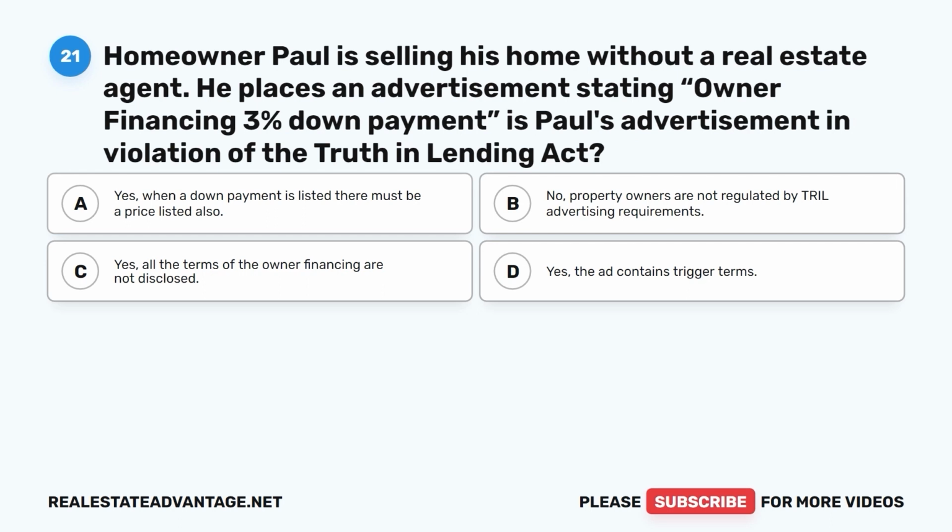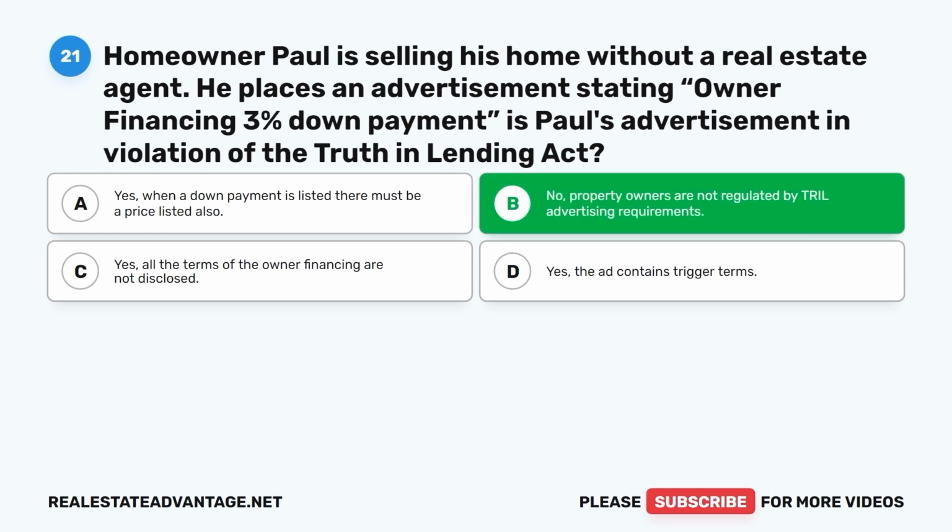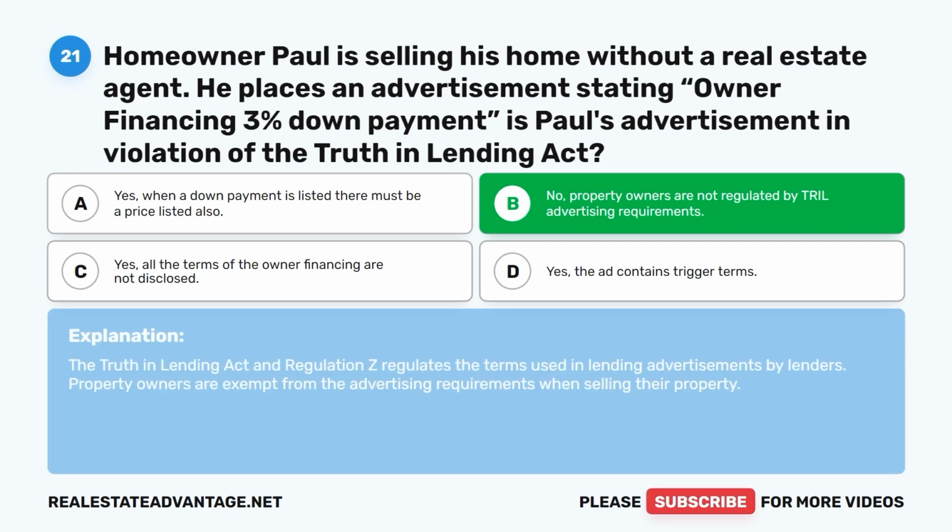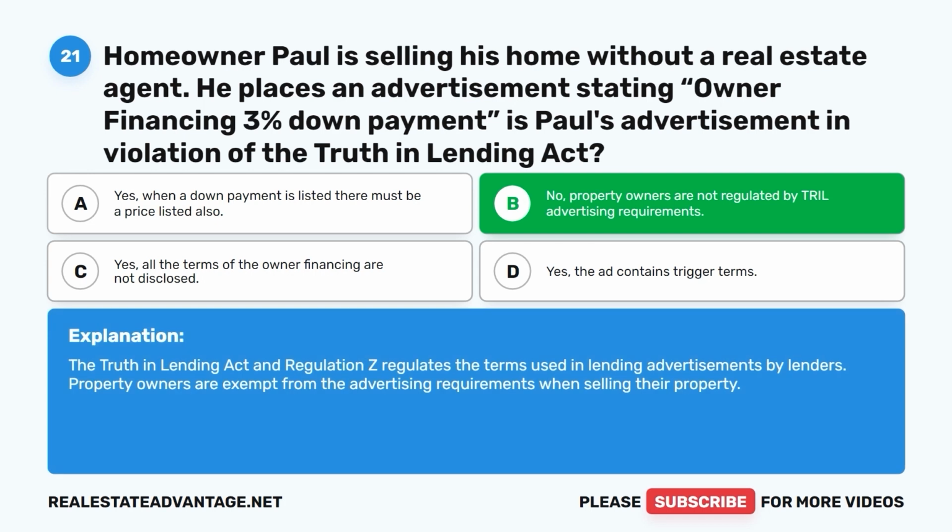The correct answer is B. No, property owners are not regulated by TILA advertising requirements. The Truth in Lending Act and Regulation Z regulate the terms used in lending advertisements by lenders. Property owners are exempt from the advertising requirements when selling their property.